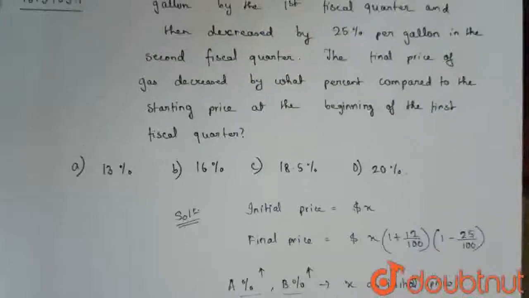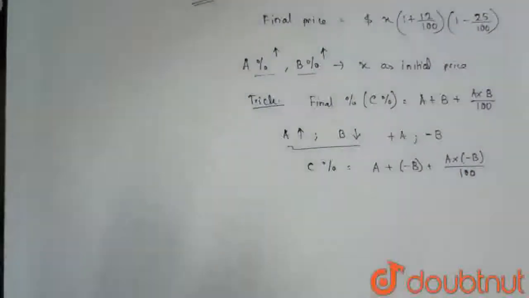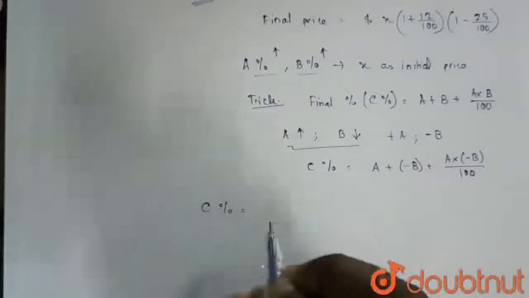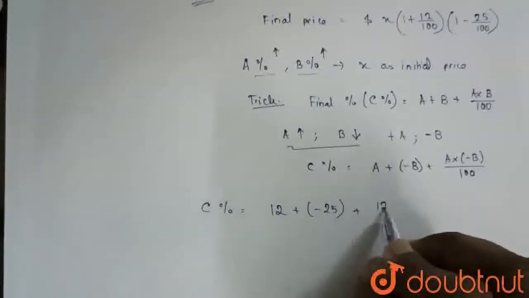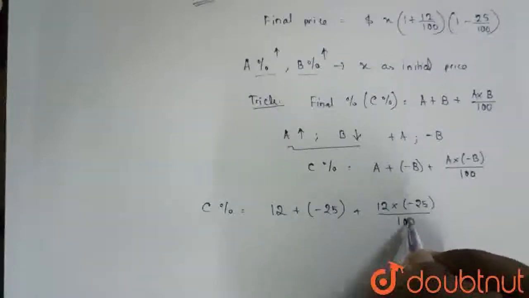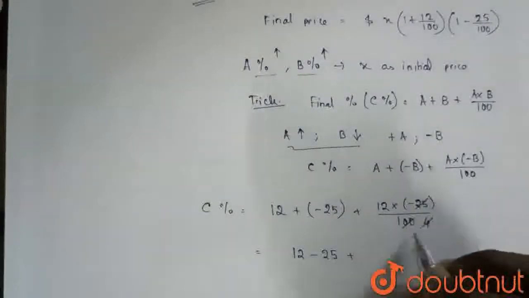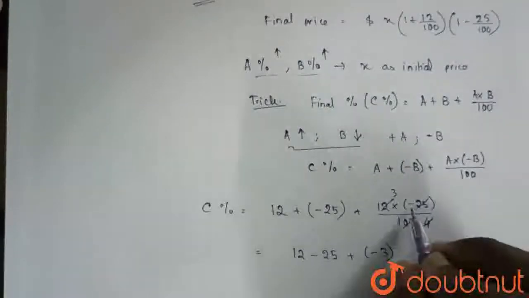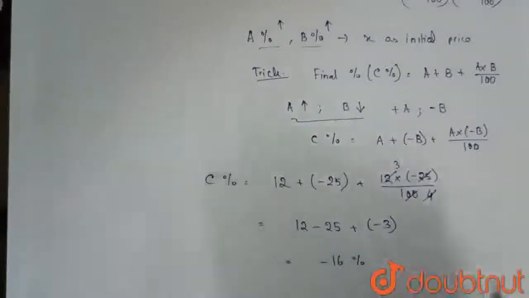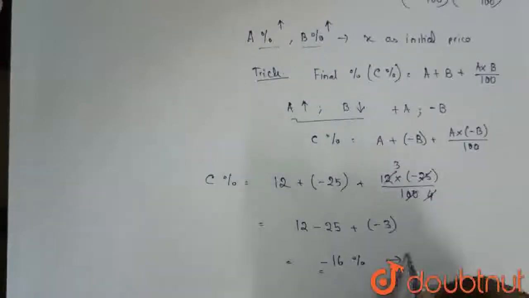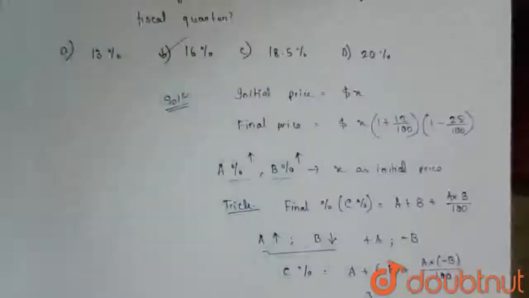We have the two percentages as 12% and 25%, with 25 as the decrease. So if we compute it by this formula, C percent would be 12% increase, 25% decrease, and 12 into minus 25 by 100. This will be nothing but 12 minus 25 plus 4 and 3 here, minus 3, because we have the negative sign here. So we get minus 16%. This negative sign shows the decrease. So a 16% decrease would be the answer to the given question. So we have option B as the correct answer to the given question.